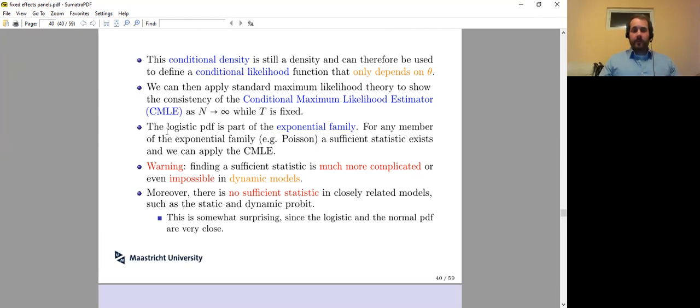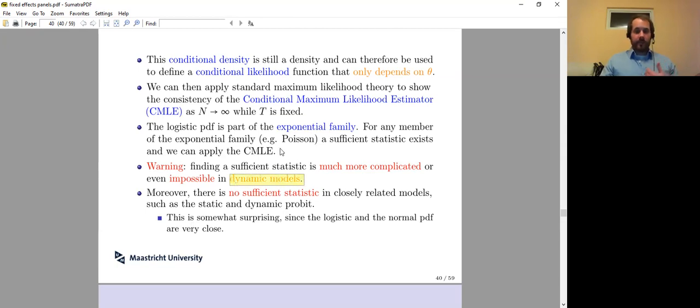Well, the same trick with conditioning works on more models, not only the logit. It actually works in all models from the exponential family, for instance, the Poisson model. However, of course, there's also a downside. This conditioning is very complicated and many times actually impossible once you have a dynamic model.